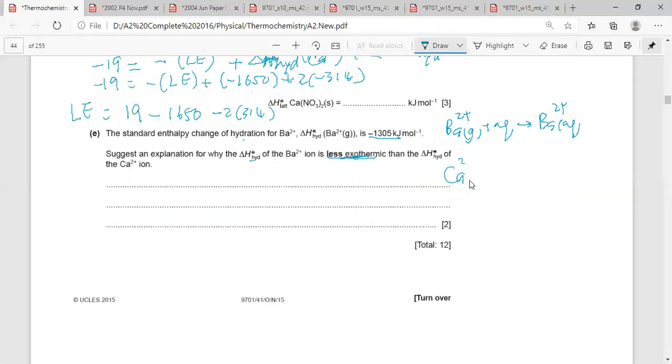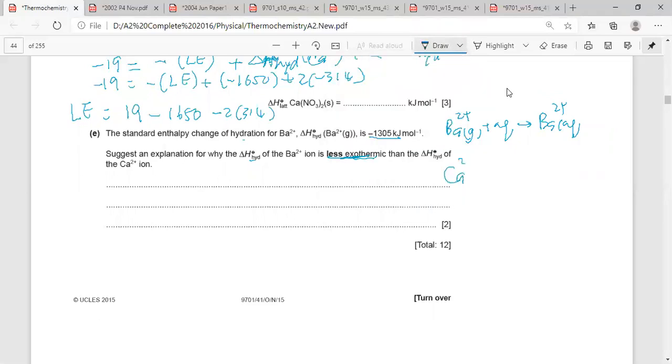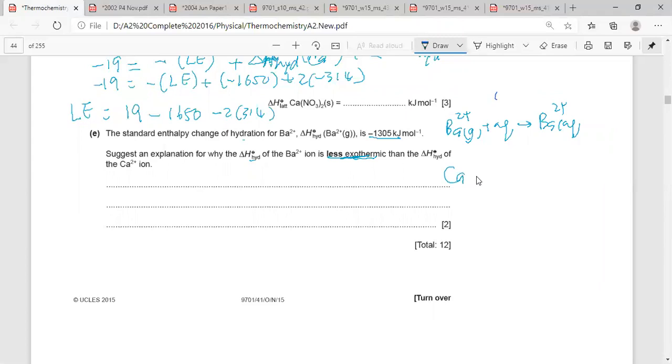Calcium 2 plus gas plus aqueous equals calcium 2 plus aqueous. This is the heat of hydration for barium 2 plus, and this is the heat of hydration for calcium. They ask why one is less.